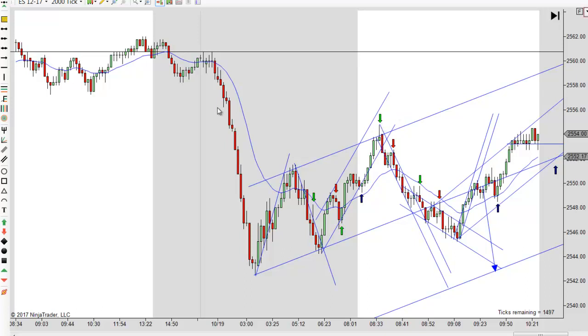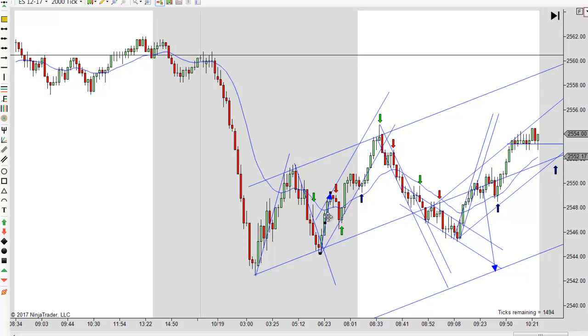At that point, I'd measure it a couple different ways. I'd measure from here to here, and then look for a measured move there. And you can see we went a little further than that. Then I'd also measure it from here to here just in case it keeps going.